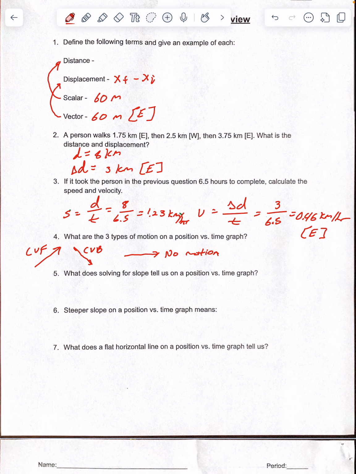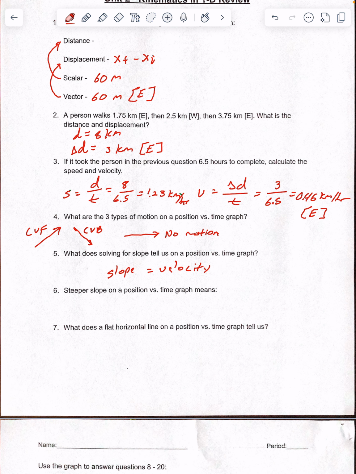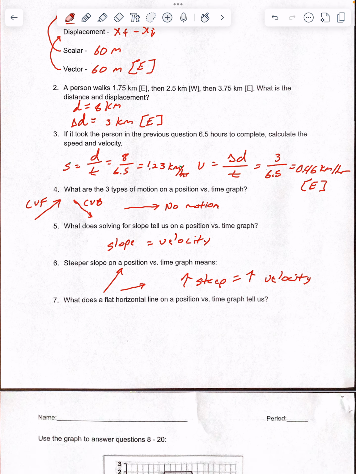What does solving slope tell us on a position versus time graph? Slope is velocity. So anytime I ask you to find velocity, find slope. The steeper the slope on a position versus time graph means, well, think about skiing. If I have a slope that's this steep versus this steep, the more the increase in steepness means an increase in velocity. What does a flat horizontal line on a position versus time graph mean? Think of the hospital: you see a flat line on the EKG machine, they're not moving. So a flat line would be no motion.